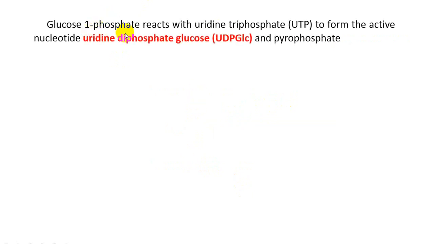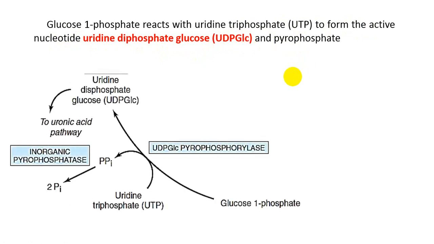So glucose 1-phosphate reacts with a certain nucleotide, uridine triphosphate, UTP, to form the active nucleotide uridine diphosphate glucose and pyrophosphate. According to this reaction, all the reactions inside the liver, glucose 1-phosphate in the presence of UDP-glucose pyrophosphorylase and uridine triphosphate, UTP, the product is uridine diphosphate glucose, in addition to pyrophosphate.